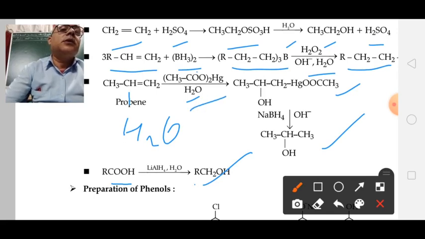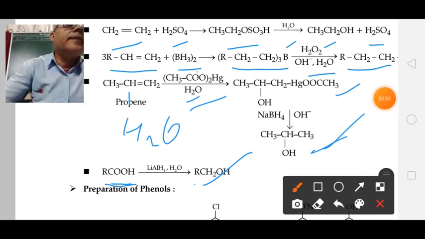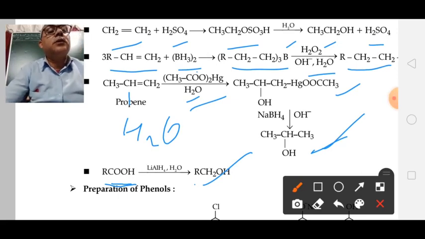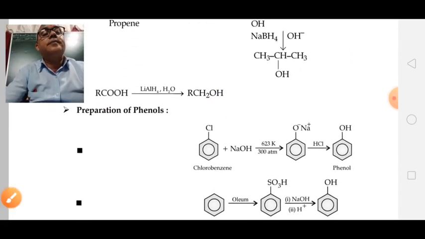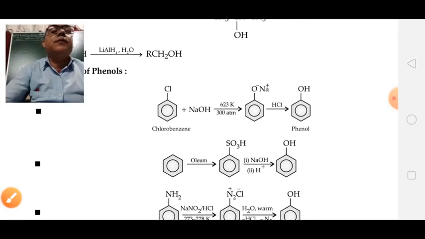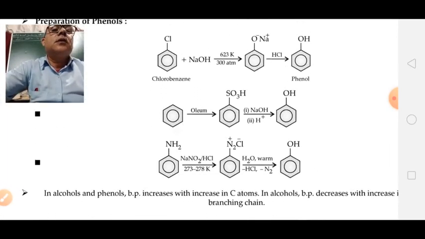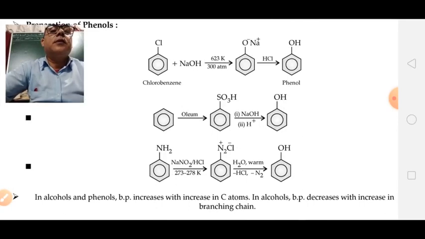Similarly, by this method you can get secondary alcohol. This one is the secondary alcohol, and from the carboxylic acid you can also prepare alcohols. Now see here, preparation of the phenol. How can we prepare phenol?